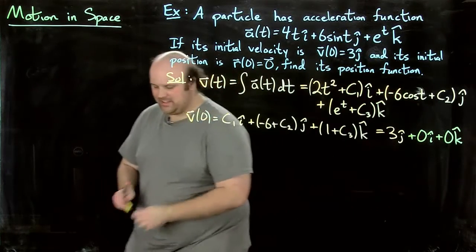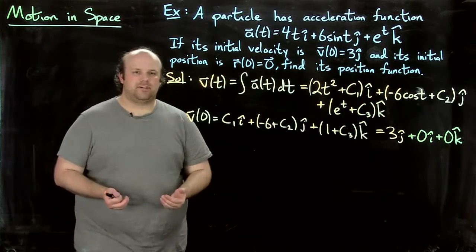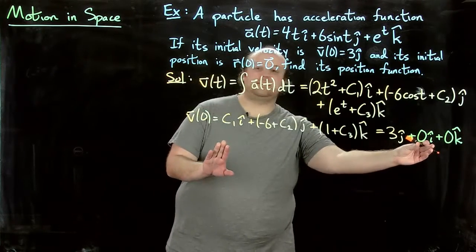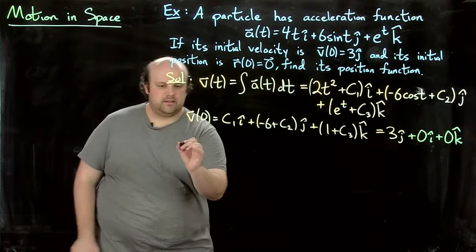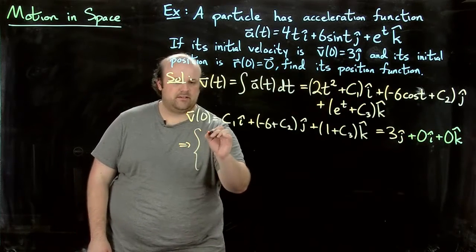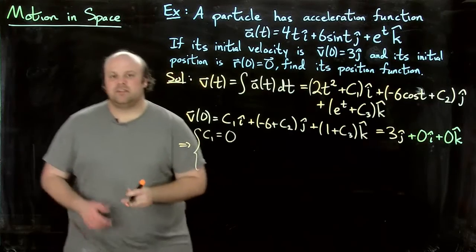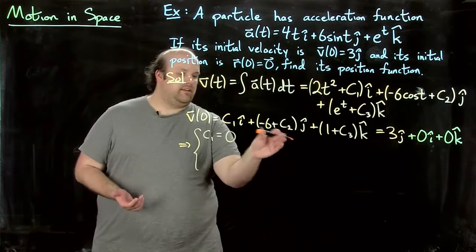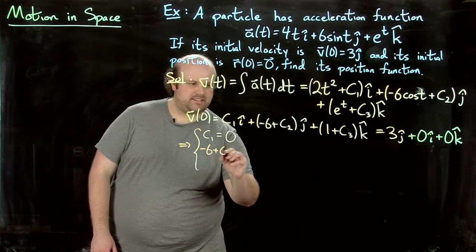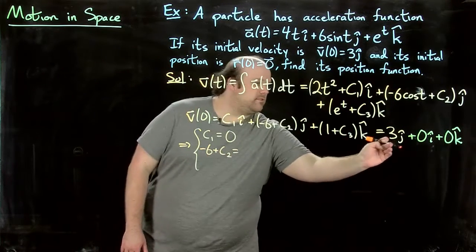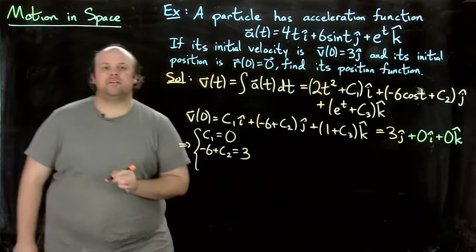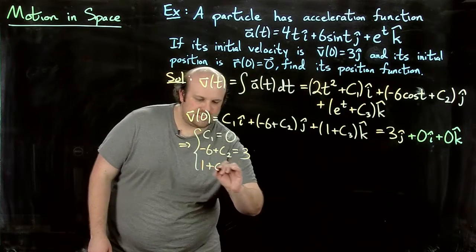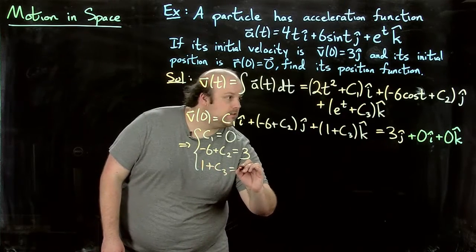I know those are slightly out of order from each other, but what this says is this c1 i has to be equal to 0i. Right? So this will give us three things here. c1 equals 0. That's from comparing the i coefficients. Let's do the same thing for the j. Negative 6 plus c2 equals 3. Right? Compare the j components and do the same for the k. 1 plus c3 equals 0.